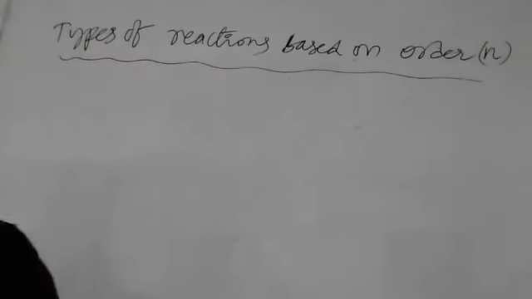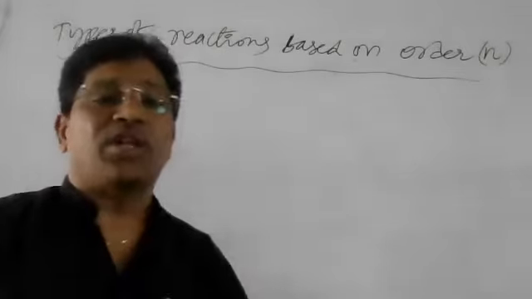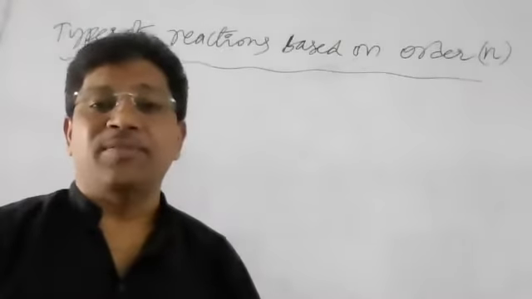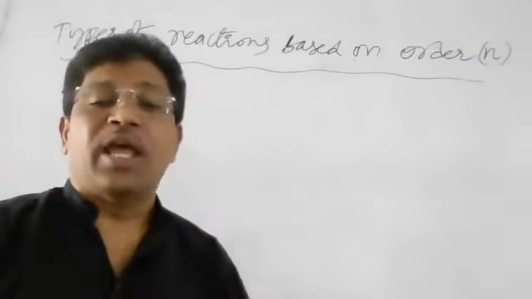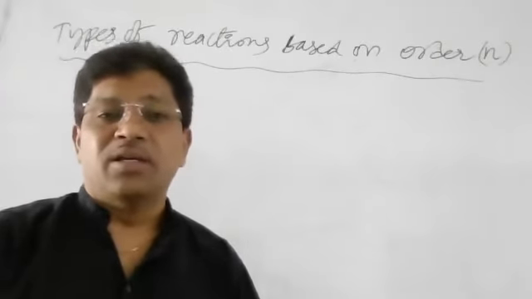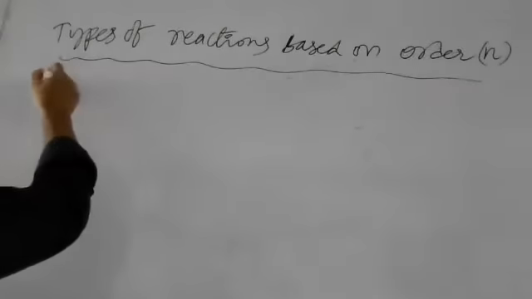Okay. So now here, based on order of reaction, we have different types of reactions like zero order reaction, first order reaction, second order reaction, sometimes fractional order reaction. So different types of reactions will be there based on order of reaction. Okay. So first we are discussing examples of zero order.